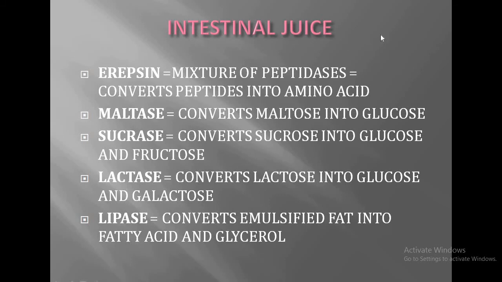So now we have to see the intestinal juice. Intestinal juice is secreted by the inner lining of the small intestine. There are different components of the intestinal juice, that is erepsin, maltase, sucrase, lactase and lipase. So the first prefix term, malt, is the substrate for the action of this enzyme, and ase means to cut. So maltase will convert the maltose into glucose, sucrase will convert the sucrose into glucose and fructose, lactase will convert the lactose into glucose and galactose, and lipase will convert the emulsified fat into fatty acid and glycerol.